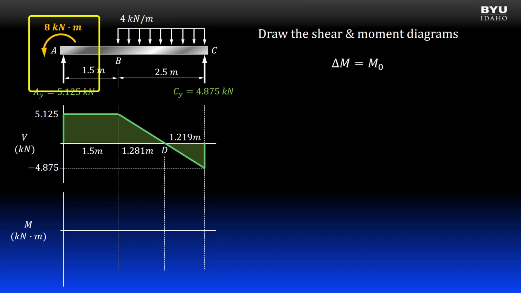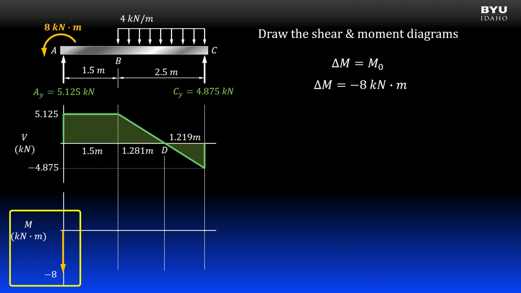We have a rule: we get a jump in our moment diagram when we have a concentrated moment. So we have a jump of negative 8 kilonewton meters, and it looks like this on our diagram. The fact that we jump downward from a counterclockwise moment sometimes causes confusion to students. Let's pause this problem and look at this a little more closely.